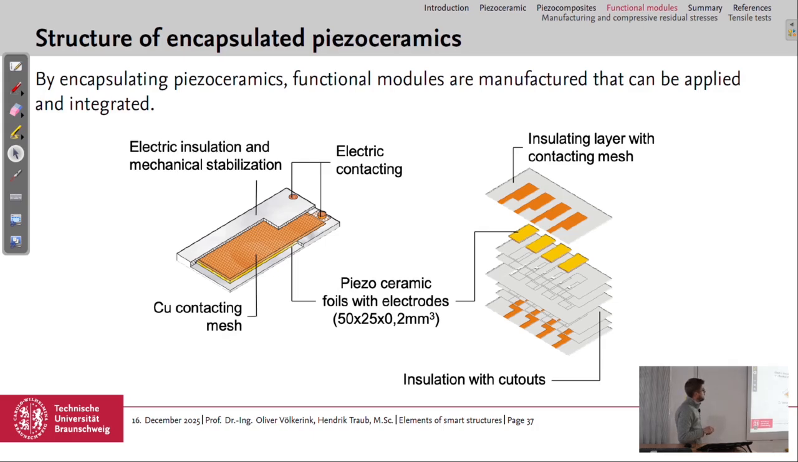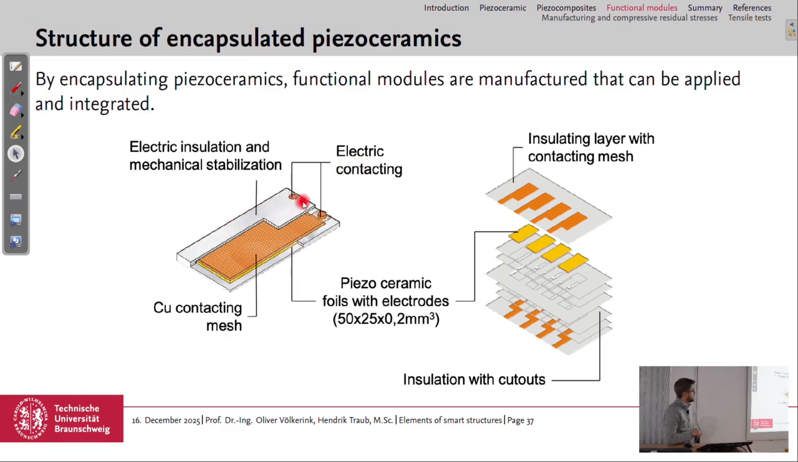So what do we need additionally to form these transducers? We now have the piezocomposite in different connectivities, but we need more to form the functional modules. We need an encapsulation to have an electric insulation and a mechanical stabilization.